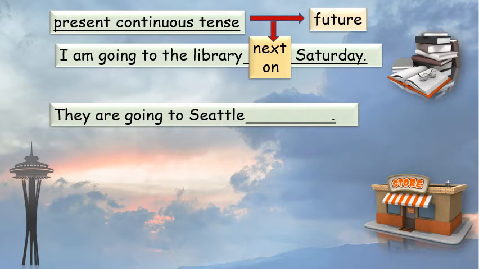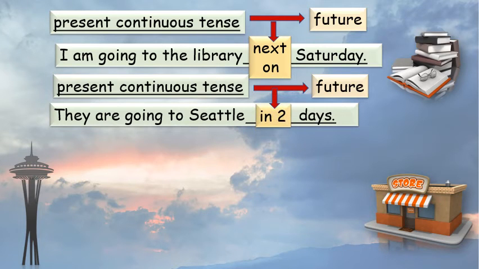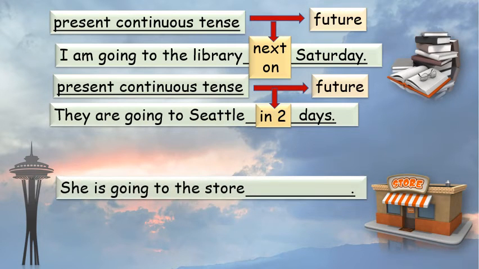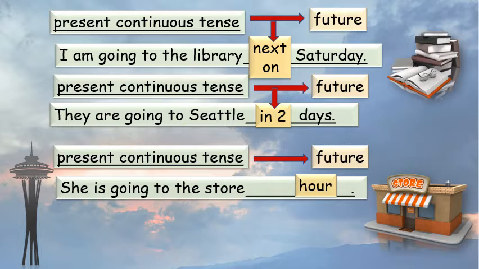They are going to Seattle. Present continuous tense. For the future, I need to add a time word. They are going to Seattle in 2 days. She is going to the store. This is present continuous tense. For the future, I need time words. She is going to the store in an hour.